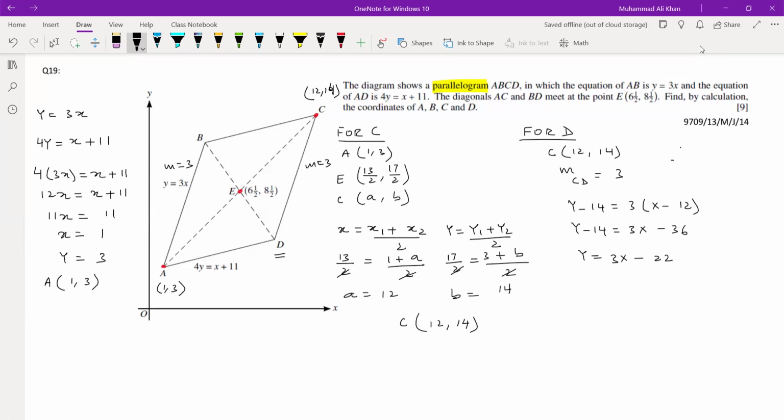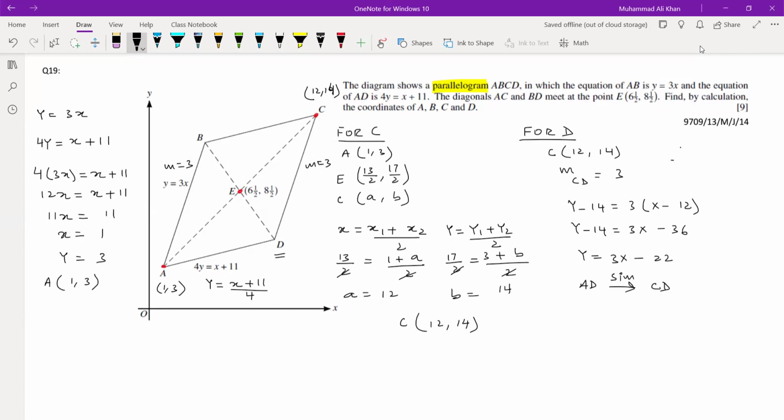And we also have the equation of line AD. And what is the equation of line AD? 4y equals to x plus 11. Can I say that it is equals to y equals to x plus 11 divided by 4? Right? If we compare both equations, the equation of CD line and the equation of AD line, means we are comparing AD and CD, simultaneously. We are solving them simultaneously.